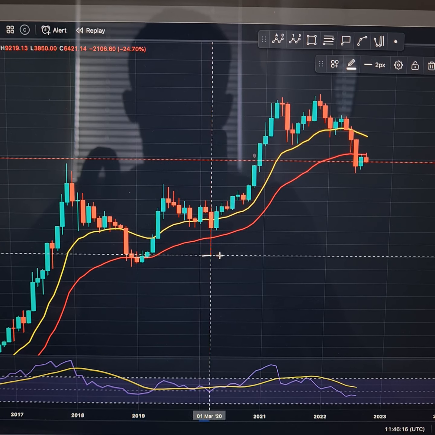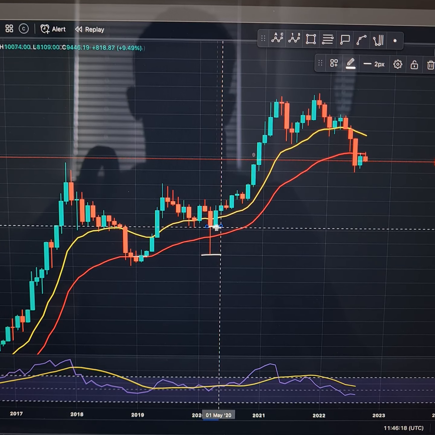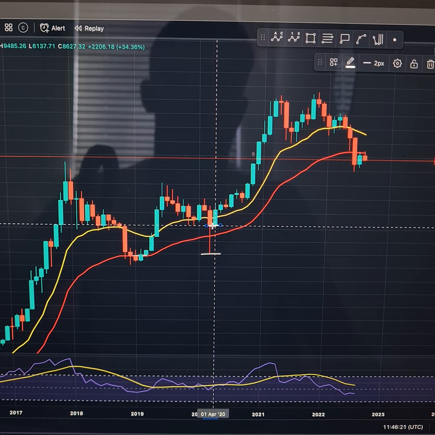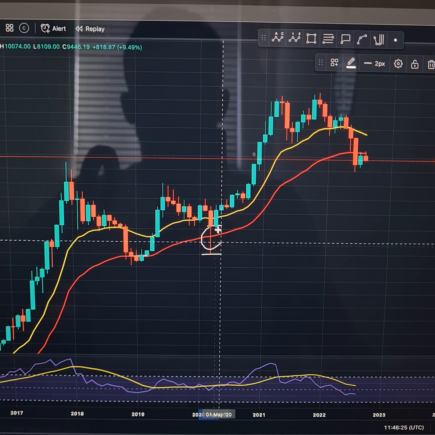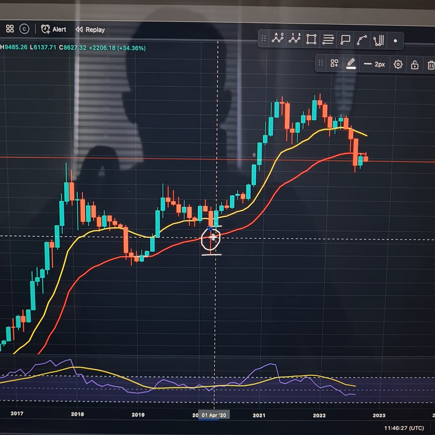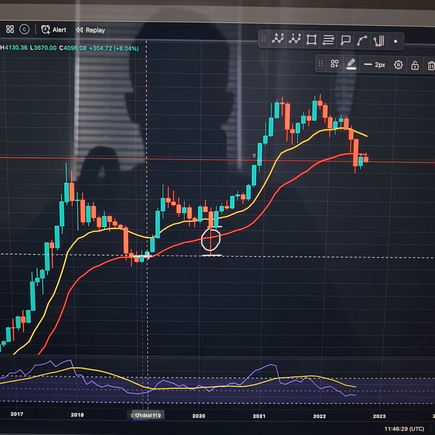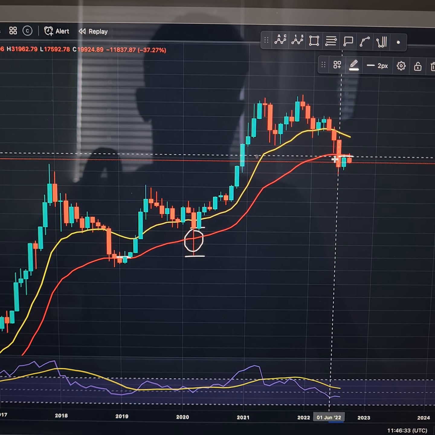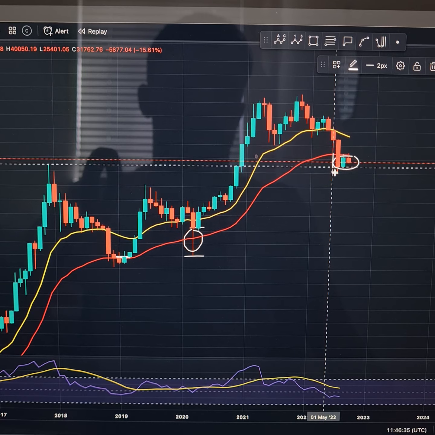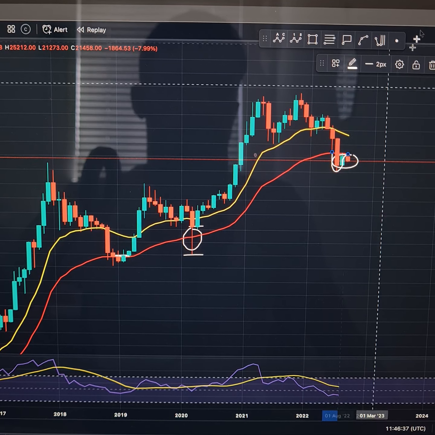Up here you had a nasty wick down, but your candle closed at $6,500 back in 2020 in the Corona dump. We had a nasty wick and capitulation, but we managed to close above the 55. Down here we closed above the 55. One unfortunate thing that we're seeing now is Bitcoin has closed below it, and has come up to the 55 currently.